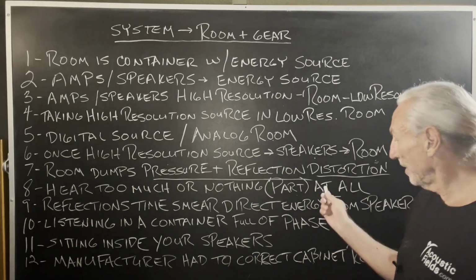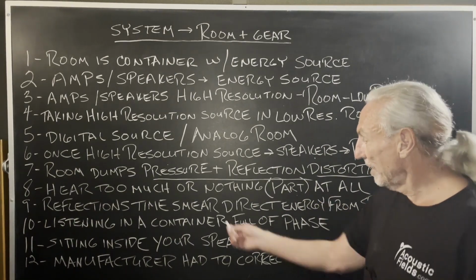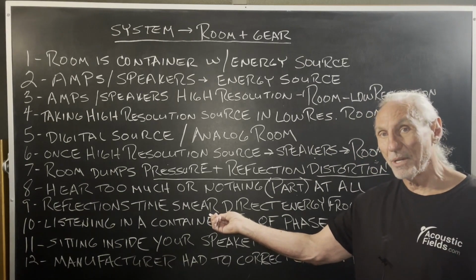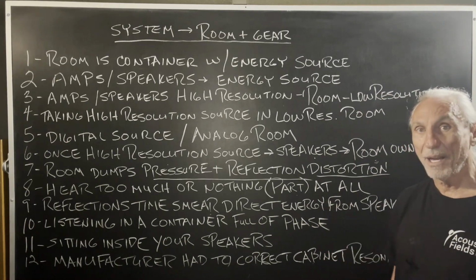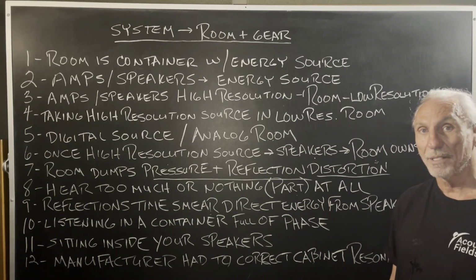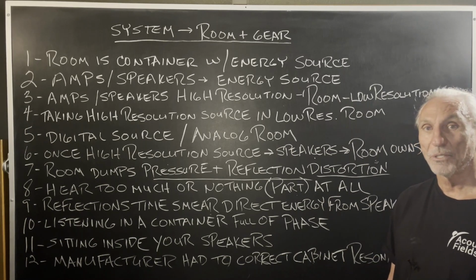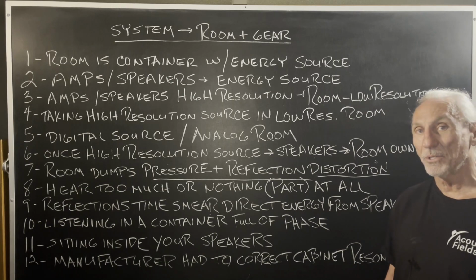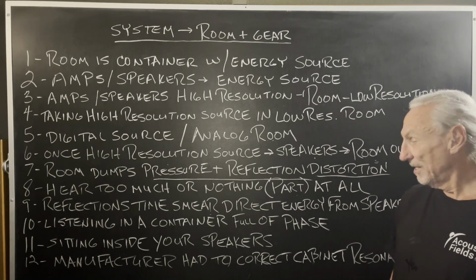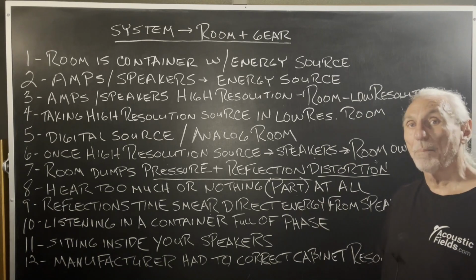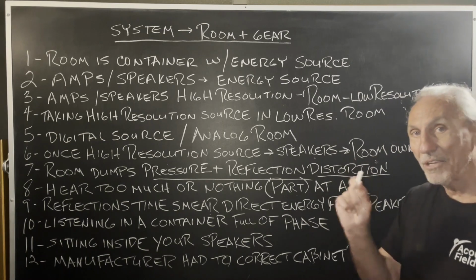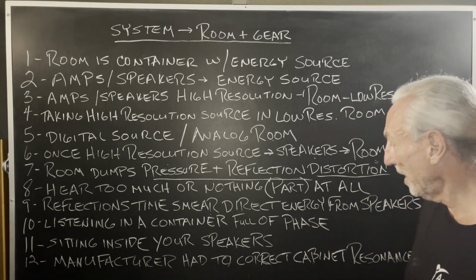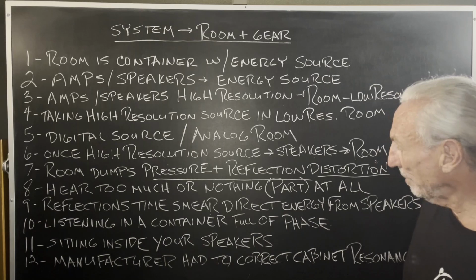So you have to understand that there's a lot of things going on. Reflections time smear our direct energy, right? Every time a reflection crosses that area between the speaker and the listening position, that's distortion. It's a form of phase. How many reflections cross the direct energy, the straight line energy from your speakers to your ears? Thousands. They're chipping away. It's death by 1,000 cuts, so to speak. Each one's taking a little piece of resolution with it, okay? So it's a big box full of phase.